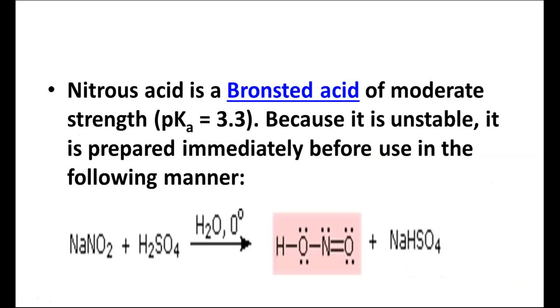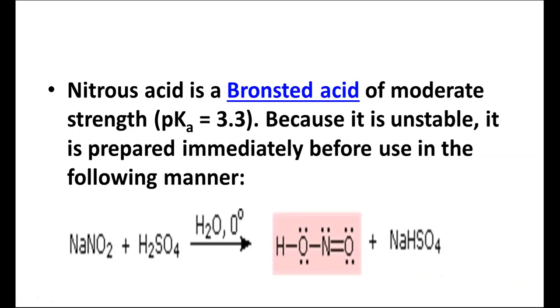Because you know that tertiary amines always form salts with acids, isn't it? Okay, let us see. The first point is that nitrous acid is a Bronsted acid. Can anybody tell me what a Bronsted acid is? A proton donor. Very good. Proton donor is a Bronsted acid. Nitrous acid is of moderate strength, its pKa value is 3.33.